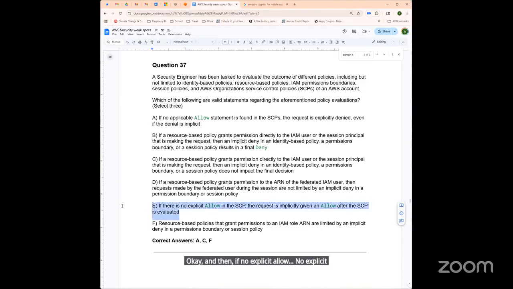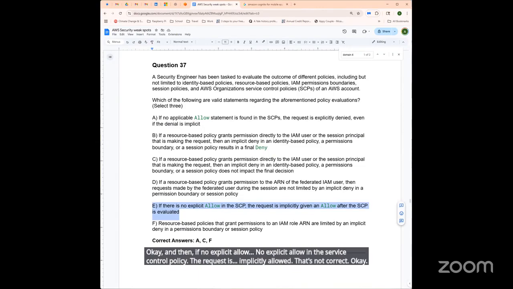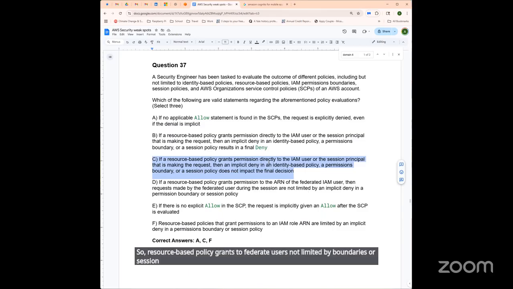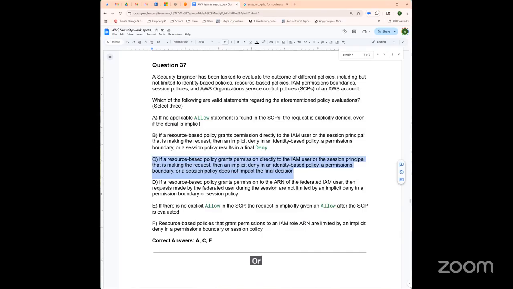Okay, and then if no explicit allow in the service control policy, the request is implicitly allowed. That's not correct. Service control policies employ an explicit allow model, so everything else is denied if it's not allowed. It's going to trick you up a little bit. And then resource-based policy grants to federated users are not limited by boundaries or session policies, right? This is incorrect, because grants to a federated user are subject to implicit denies from permissions boundaries or session policies.